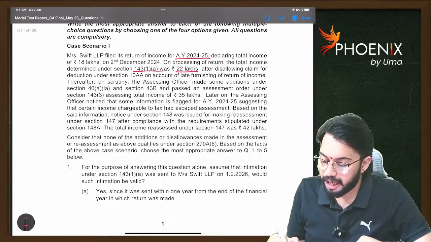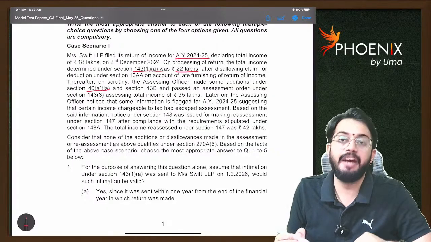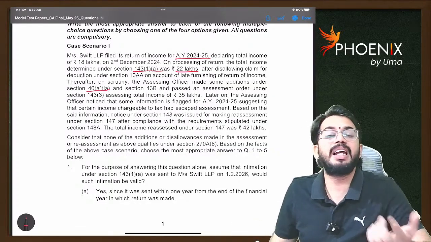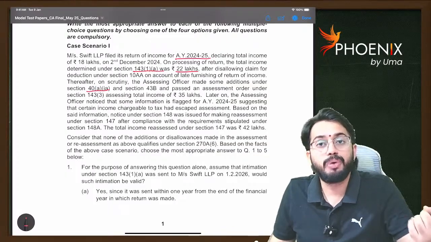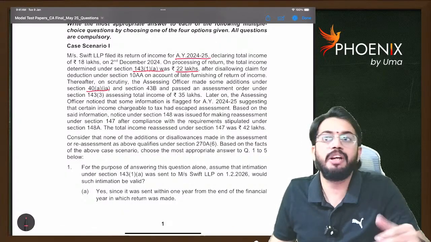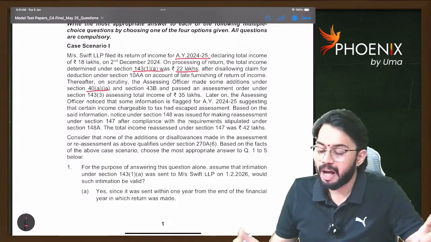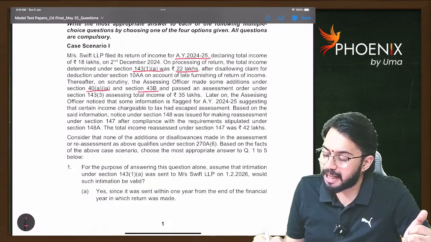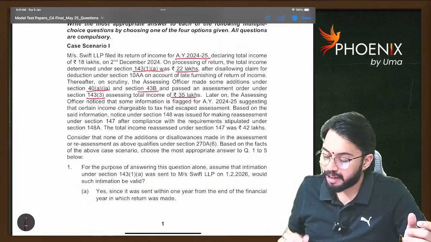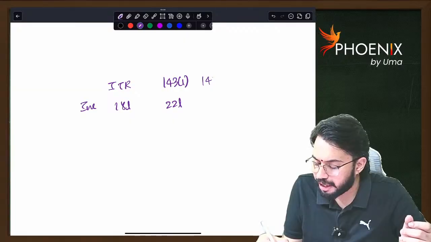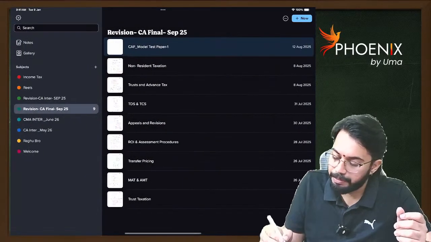Thereafter, on scrutiny, the assessing officer made some additions under section 40A(1)(a). 40A(1)(a) speaks about disallowance if TDS is not deducted. When you are making payment to a resident, you are required to deduct TDS. If you do not deduct TDS, 30% of the expenditure is disallowed. And section 43B, and passed an assessment order under section 143(3) assessing total income of 35 lakhs. So as per 143(3), how much is total income? 35 lakhs.